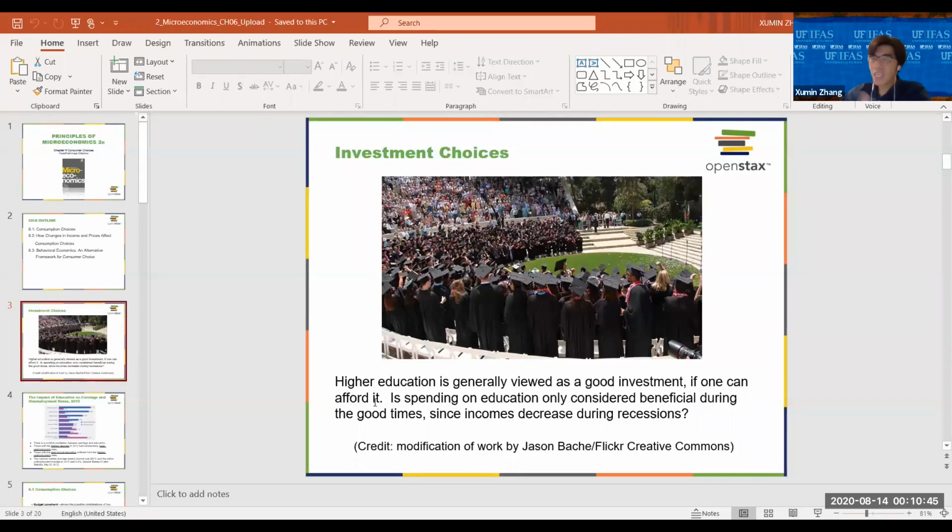Let's move on. Here we're talking about a very specific investment choice. This is regarding education. As you know, this is not new, but they say higher education is generally treated as a good investment, because the rate of return on investment, the ROI, is pretty high, right? Generally speaking, it is correct, because we have introduced you to opportunity cost. There's no such thing as a free lunch, okay?